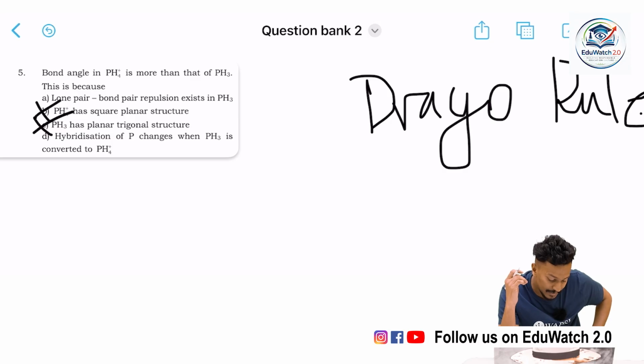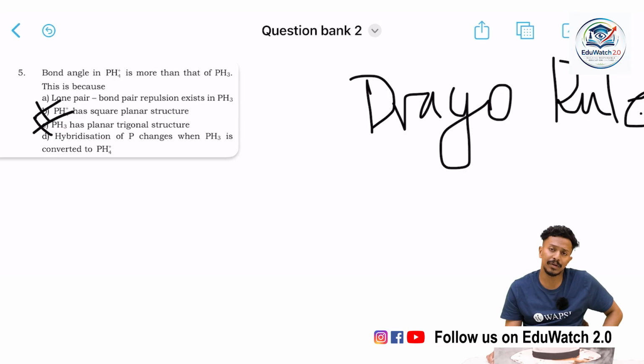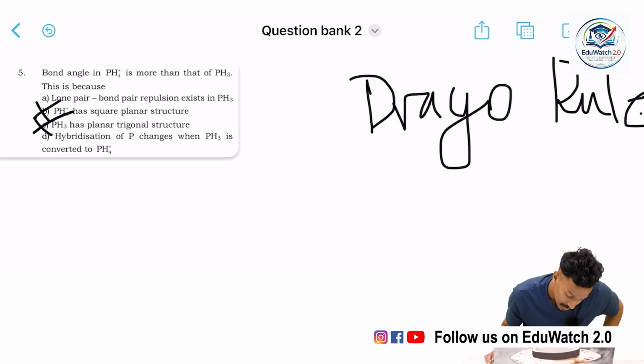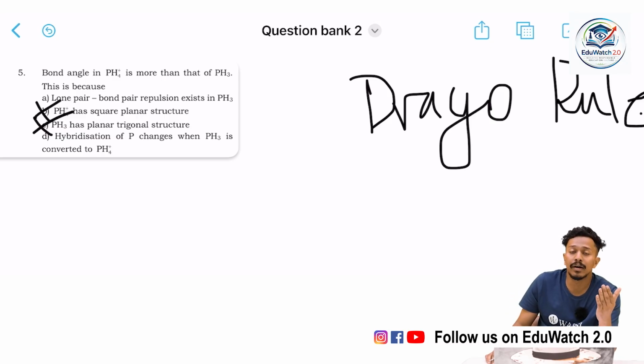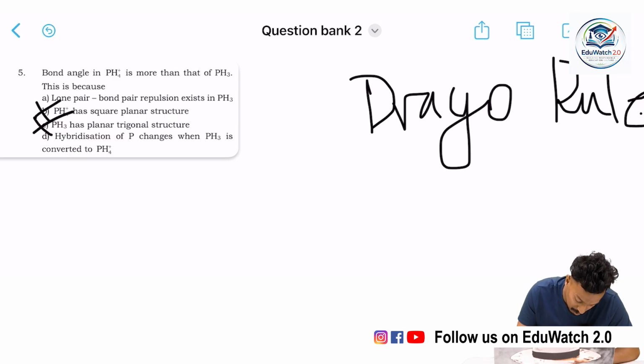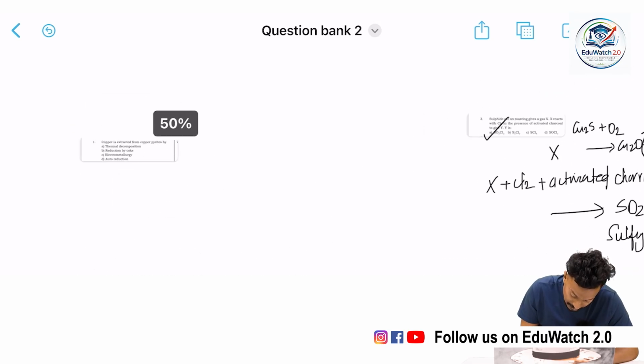Hybridization of P changes when PH3 is converted to PH4+. That is completely untrue, as hydrides of phosphorus do not undergo hybridization. It is actually a structure formed by lone pair bond pair repulsion. Yes, and PH4+ has higher bond pair lone pair repulsion than phosphorus trihydride. So the correct option will be option A. Moving to our next question.